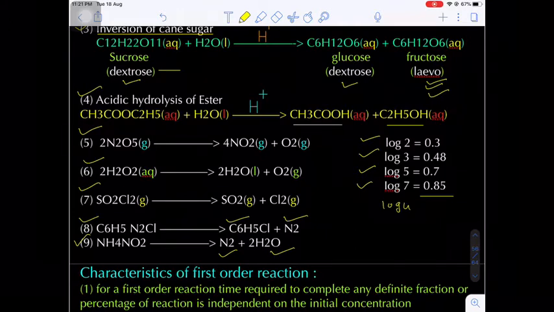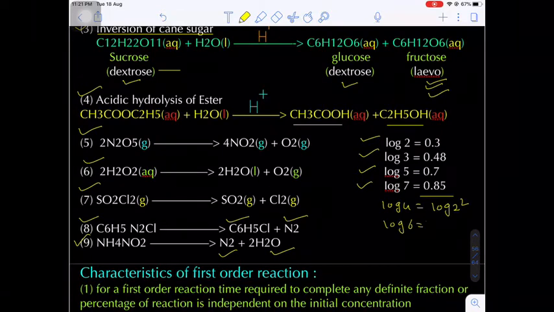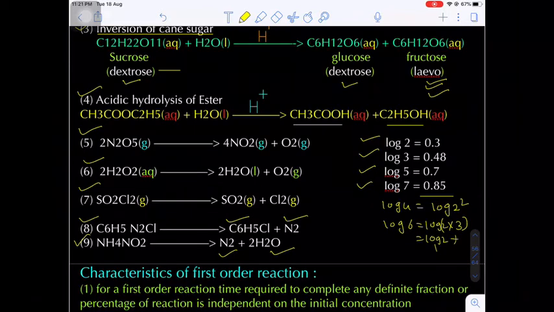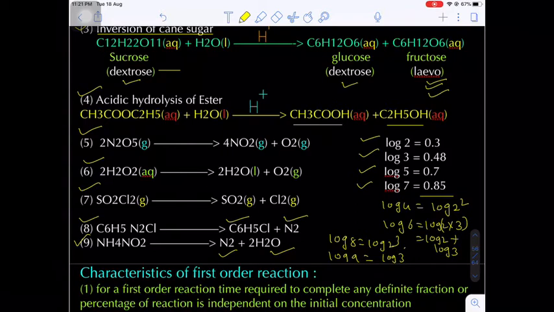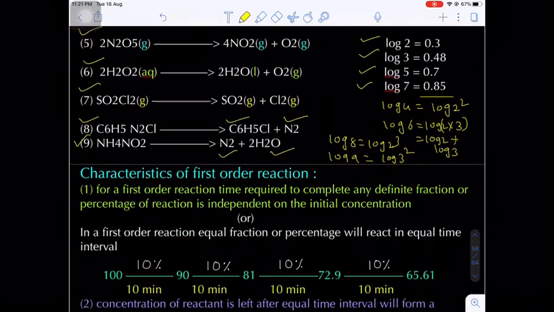And the remaining log values: log 4, we know, is log 2 squared, that is 2 log 2, and log 6 we can write as log of 2 into 3, that is log 2 plus log 3. Similarly we can calculate the others. Log 8 we write as log of 2 cube, and log 9 is nothing but log of 3 square. Are you getting my point?